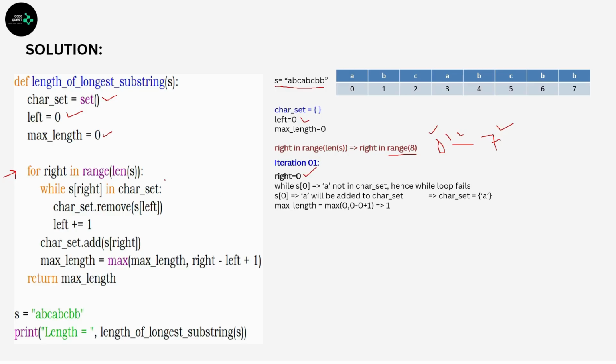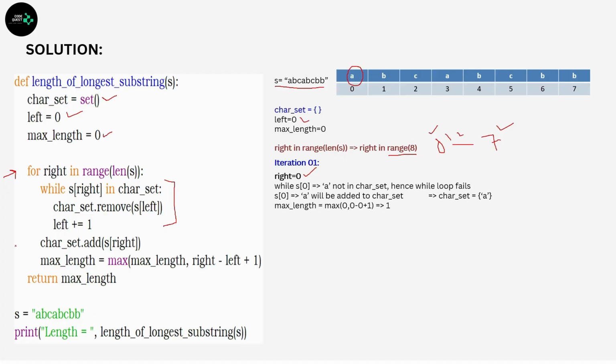Now, when I enter this while loop, I check while S of right. What is right here? 0. S of 0 in char set. As of now, you can see char set has nothing. What is S of 0? That is A. A is not in the set that we have taken as of now. So as a result, this while loop is going to fail.